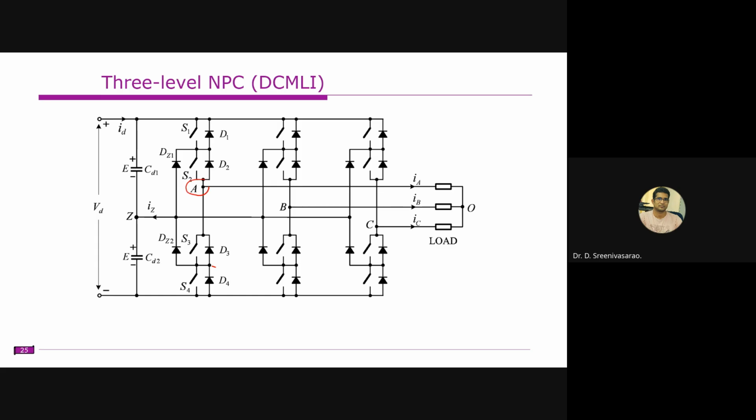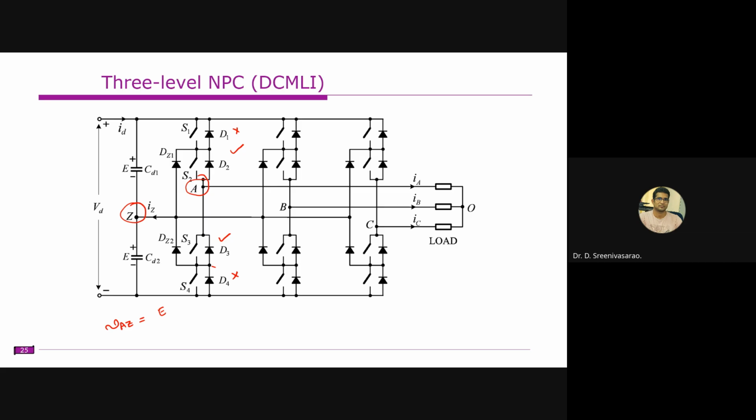So you can access this VAZ. That is one way to analyze the circuit. If this is turned on and this is turned on, so these two are on, that means this A point is connected here, and therefore we will get E voltage here. Similarly, if these two switches are off, then this switch is on and this switch is off.